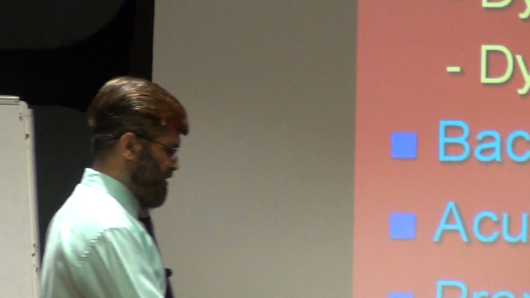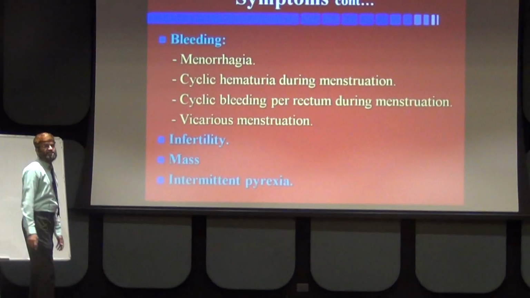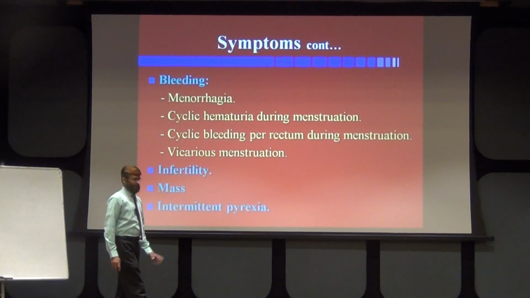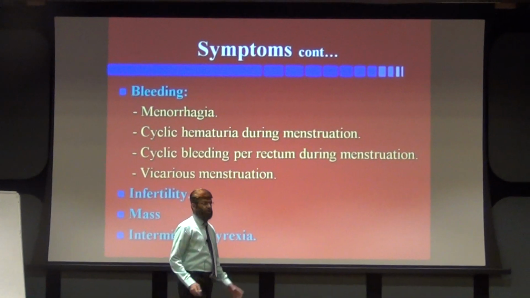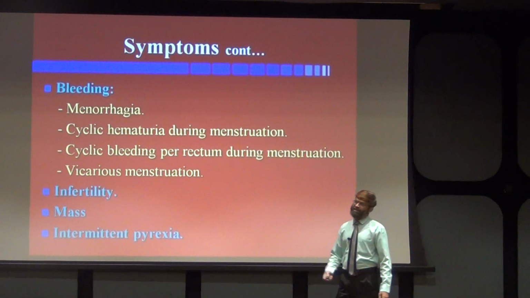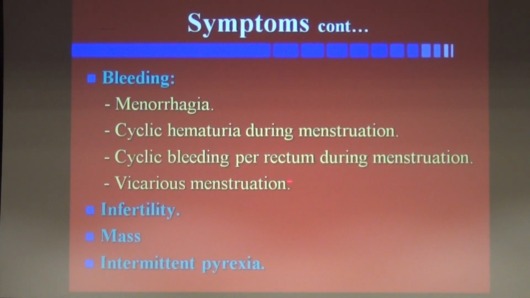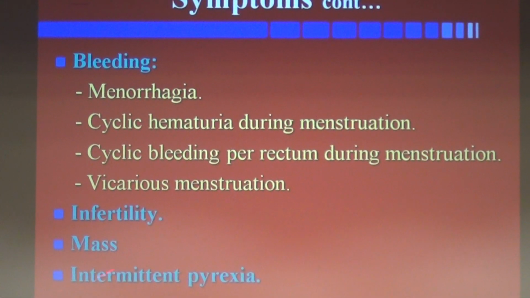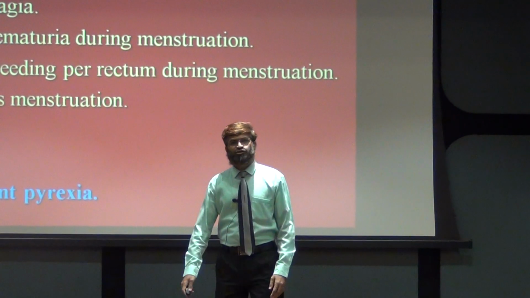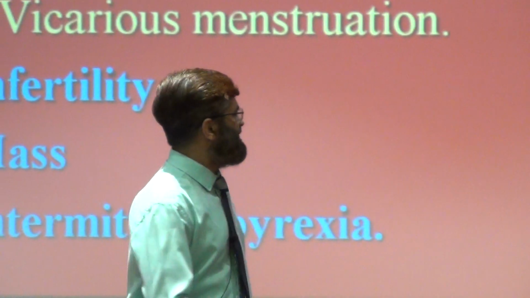There may be other associated symptoms like bleeding. This is important. In bleeding, first is menorrhagia. Now what is menorrhagia? Menorrhagia is excessive bleeding, either more than 80 ml or lasting more than 6 days. Second, as we already discussed, cyclic hematuria during menstruation and cyclic bleeding per rectum during menstruation can occur, and one more, that is vicarious menstruation. Now what is vicarious menstruation? Vicarious menstruation means bleeding from other sites, like the nose, etc.